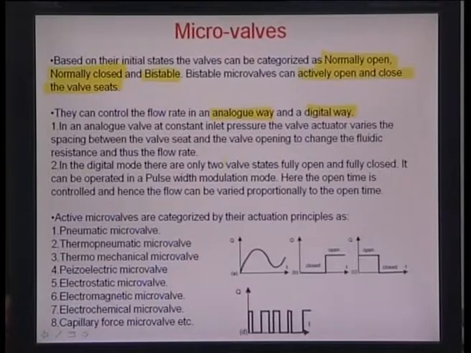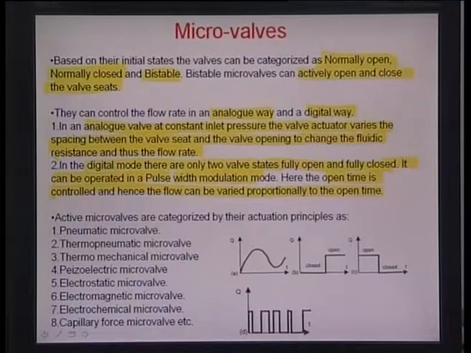As I illustrated, in an analog valve at constant inlet pressure, the valve actuator varies the spacing between the valve seat and the valve opening, and this changes the fluidic resistance and thus the flow rates. So, it is an analog control on the rates. In the digital mode, however, there are only two valve states, fully open and fully closed. It can be operated in a pulse, actually with pulse width modulation technology, and here the open time is controlled, and hence the flow can be varied proportionally to the open time.